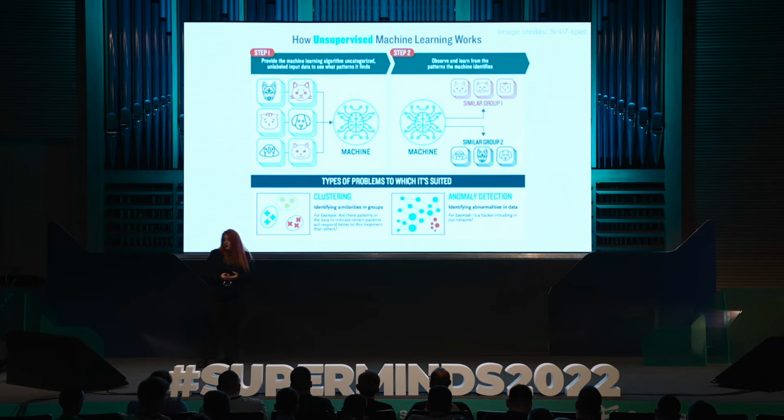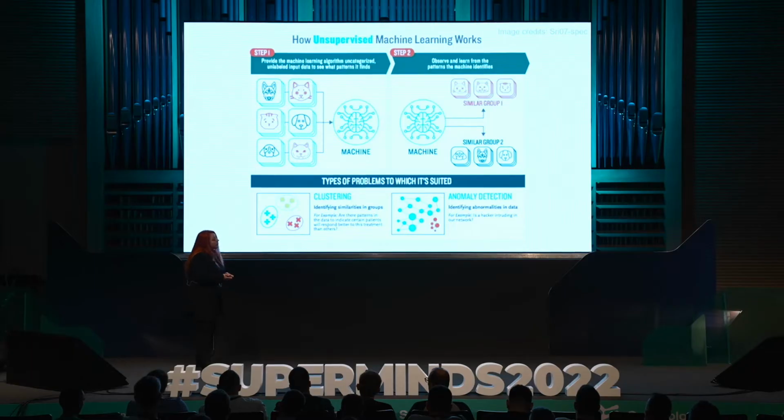And for this one, we also have two different categories. We have clustering and we have anomaly detection. Clustering is for identifying similarities within a group. This would be, for instance, putting products together, or clustering articles together in different subcategories. And anomaly detection is mostly used for problem detection.